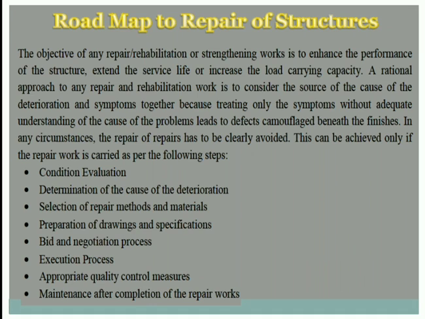First is condition evaluation, second is determination of the cause of deterioration, third is selection of a repair method and materials, fourth is preparing drawings and specifications, next is the bid and negotiation process, next is appropriate quality control measures, and finally maintenance after completion of the repair work. So these are the things which have to be taken care of once we start with a repair or rehabilitation program.